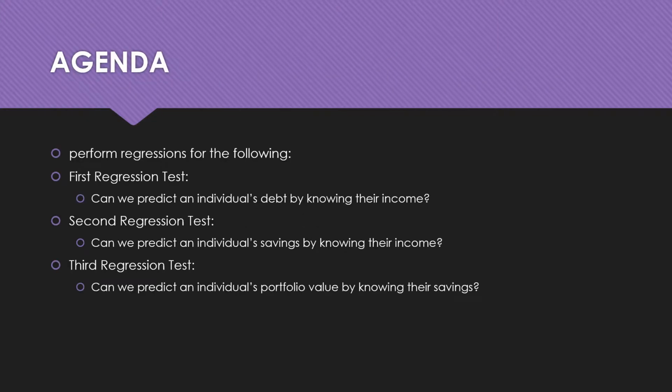The agenda for this presentation will focus on 3 regression tests, and the first one will be, can we predict an individual's debt by knowing their income? The second regression test will be, can we predict an individual's savings by knowing their income? And the third regression test will be, can we predict an individual's portfolio by knowing their savings?